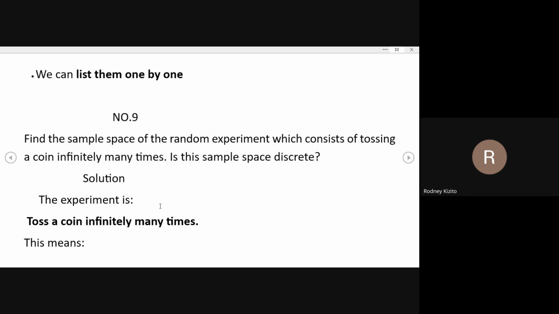Now, going on to number 9, the question is: find the sample space of the random experiment which consists of tossing a coin infinitely many times. Then, is this sample space discrete? Now, the solution to this: in this experiment, a coin is tossed infinitely many times, meaning the process never stops.